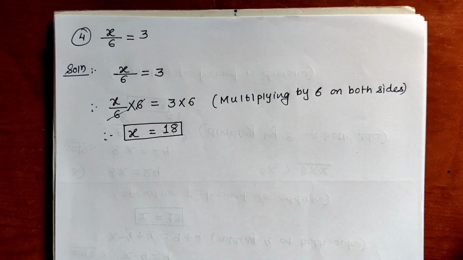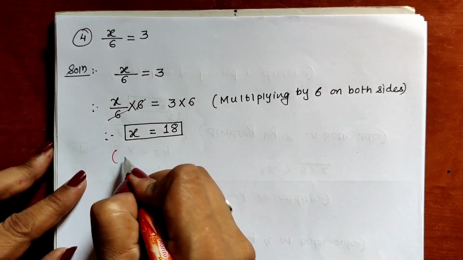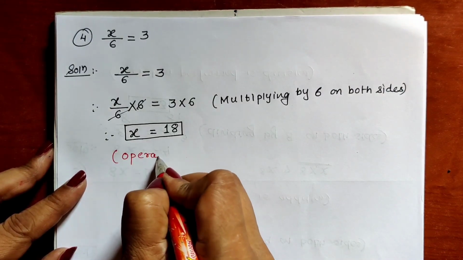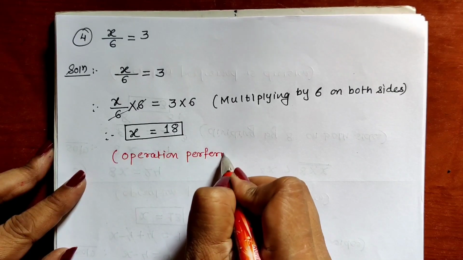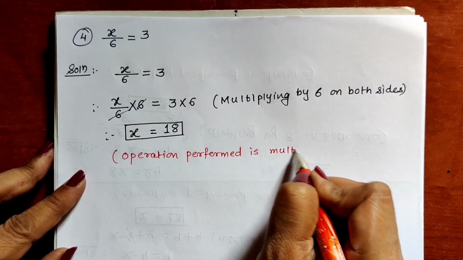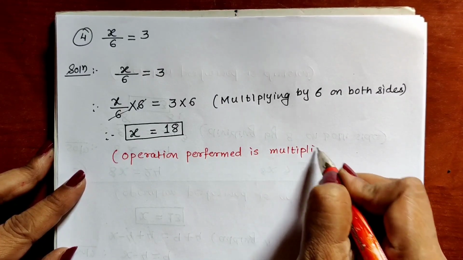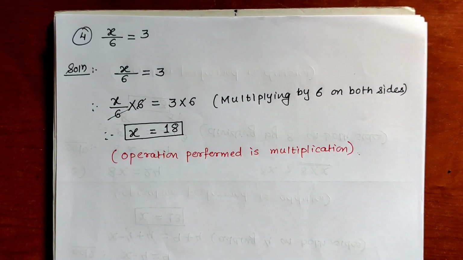And which operation did we have to perform to get the value of the variable? The operation performed is multiplication, you can write that, or you can write product also. In this way you can complete this question number 2.